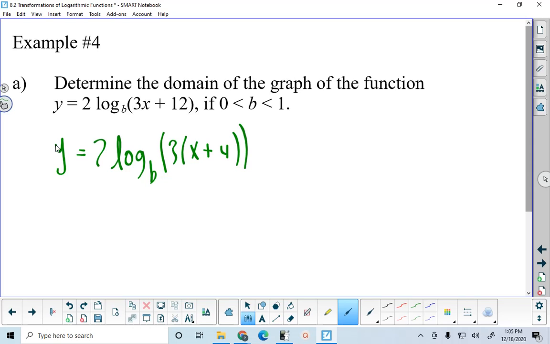And this is a little confusing here, but your domain is still going to be x is greater than negative 4. Don't let this fool you. This is the base of the logarithm. There has been no reflection here in terms of horizontal stretches and reflections. So if you were to sketch this graph, you would get a domain of x greater than negative 4. It has nothing to do with the change of base formula. Any questions with 4a?